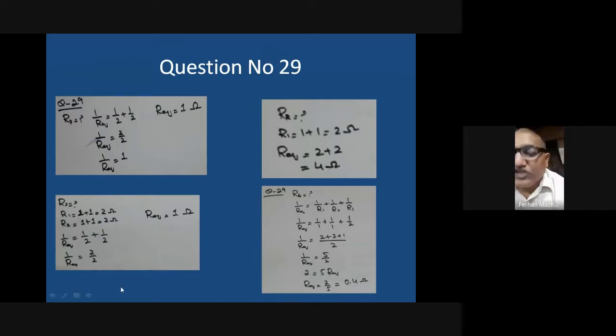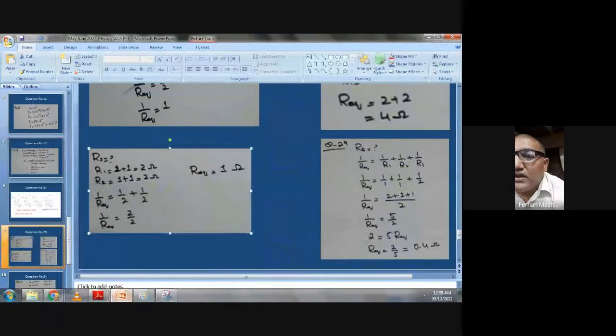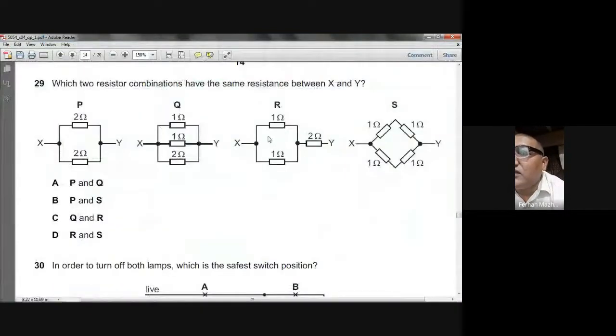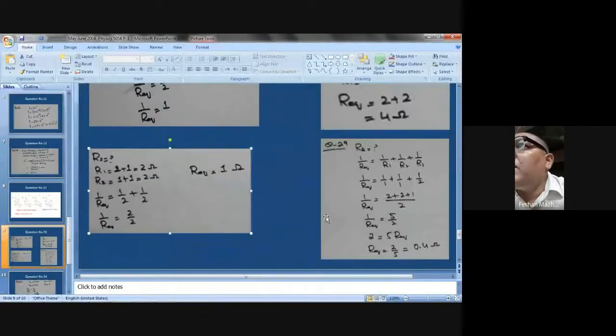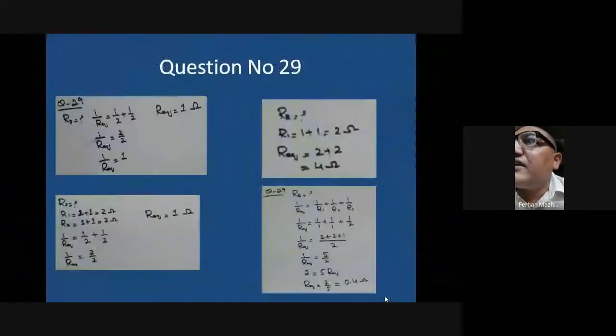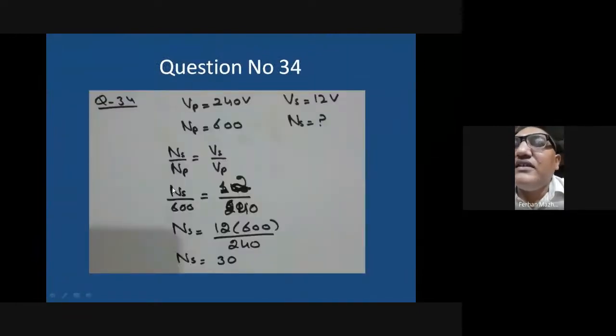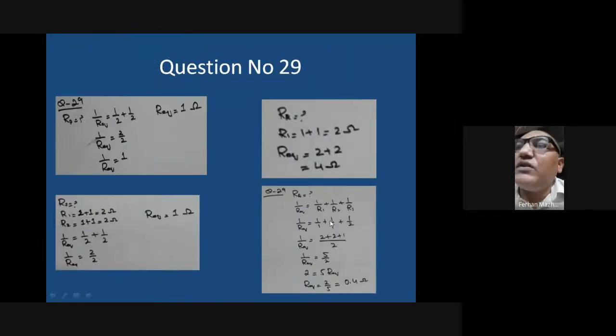But let me check the diagram first. The Q diagram here, these three are connected in parallel to each other, so you can find their equivalent resistance. That will be 1 by 1 plus 1 by 1 plus 1 by 2. 1 by R equivalent will be like this. Let me find where I've shown it. Here you can see that I think there is a mistake. This is the first one, which is exactly right, and this is the second one.